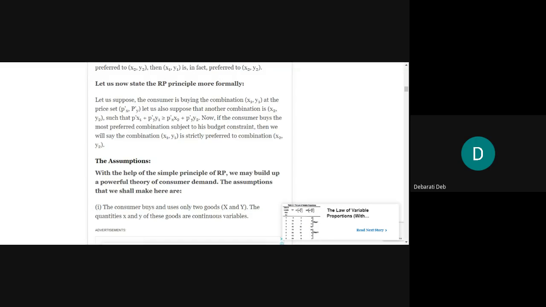So we are notifying certain facts about the consumer's buying behavior, and that is we are assuming that the consumer is buying the combination of good X1 and Y1. The price set of the combination X1 and Y1 are Px and Py. These are the prices of X1 and Y1 respectively. Now let us also suppose that another combination, X2 and Y2, is present at the same time.